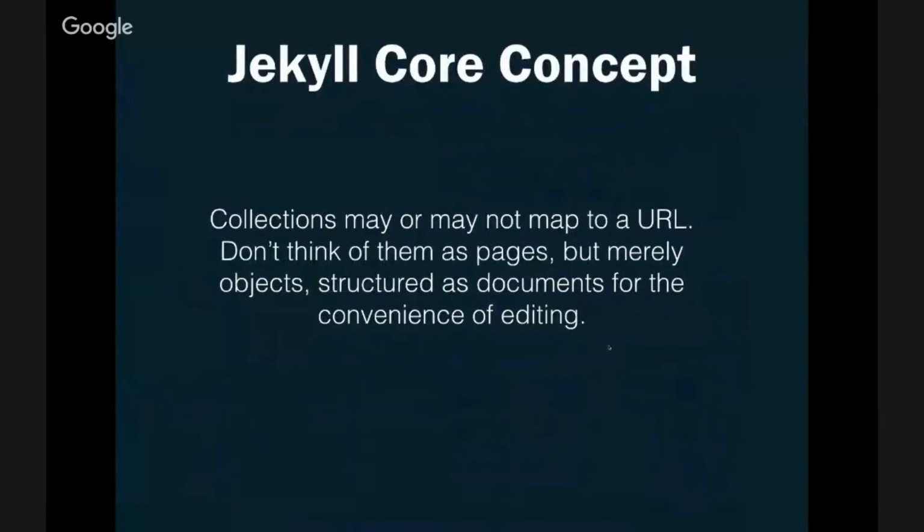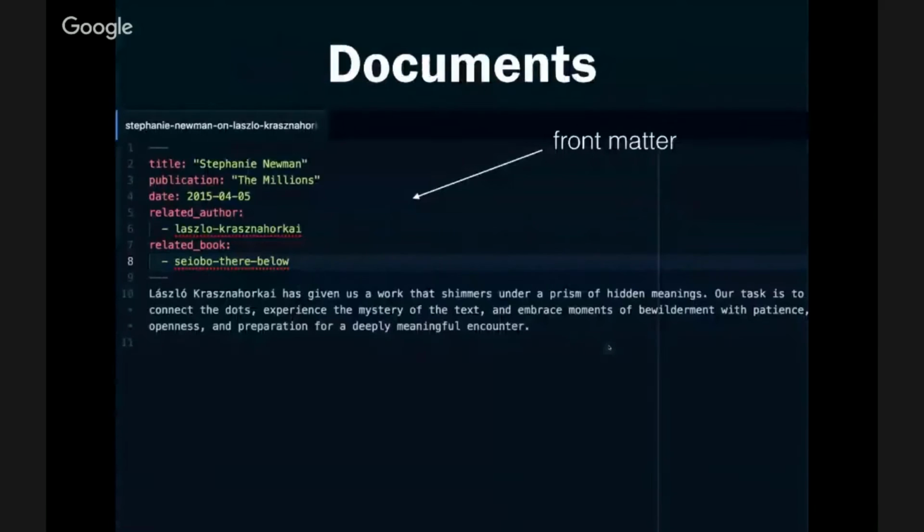So this is an important concept. Collections may or may not be output to a URL. That is, even though each item is a document, we don't have to think of them that way or output them to a page. They're merely objects. In fact, thinking back to the Markdown document I displayed at the beginning, the revelation for me was that I had thought of it as the front matter supporting the content below. But free yourself from that idea. The document's YAML-based front matter is what's important.